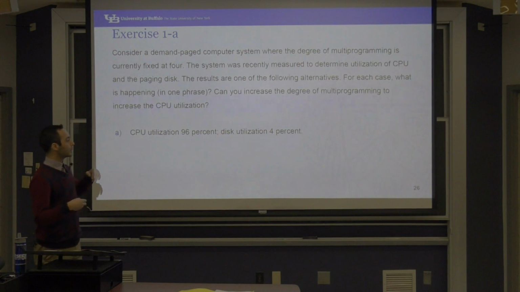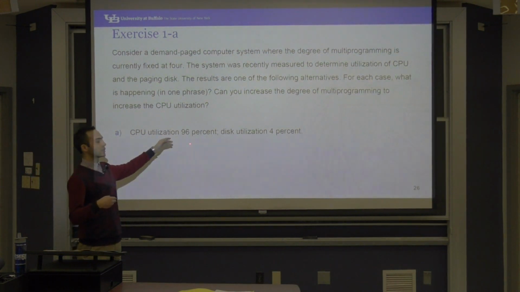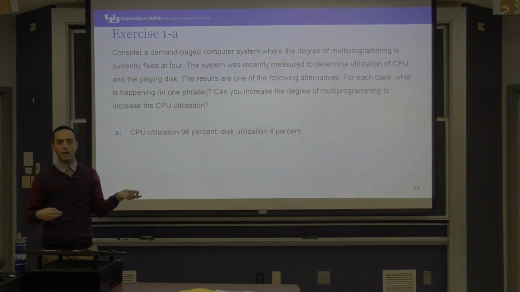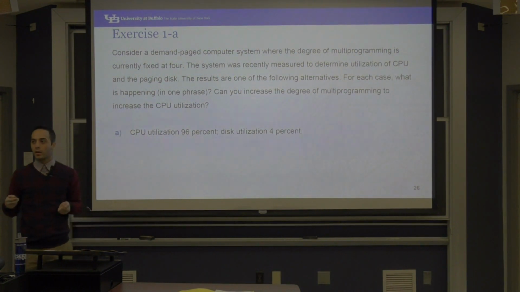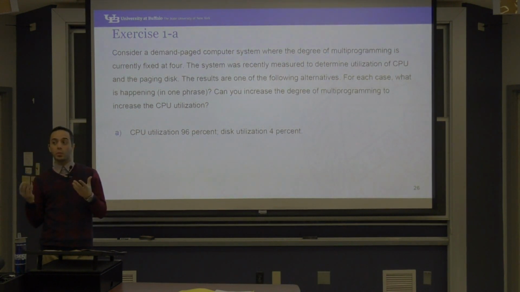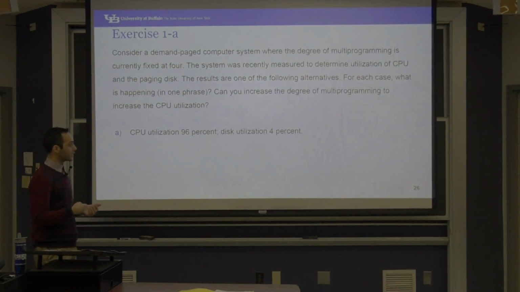So if the operating system looks at the system and realizes that the CPU utilization is 96% and the disk utilization is 4%, what is happening to the system? Okay, thrashing. Why? Okay, but as we just realized, when thrashing happens, the CPU is not actually being utilized. It's waiting for the I/O, for the disk. So this is not thrashing. What's happening here now?